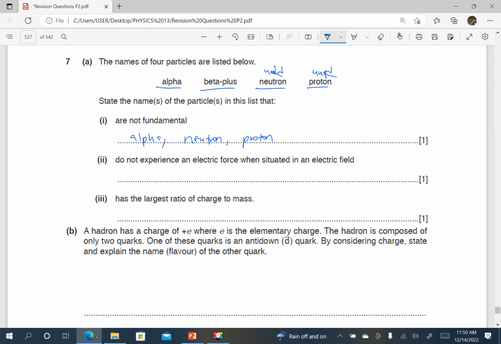State the names of particles in the list that do not experience an electric force when situated in an electric field. A particle only experiences an electric force when it has a charge. If it doesn't have charge, it does not experience the force. So this particle is going to be the neutron. Which has the largest charge to mass ratio? We have already seen that this is the beta plus.